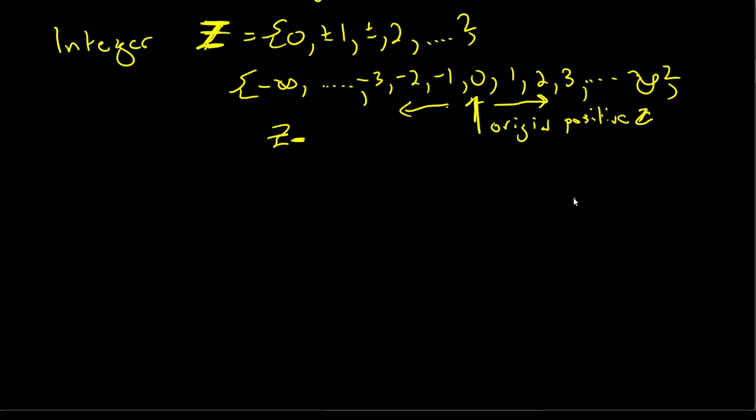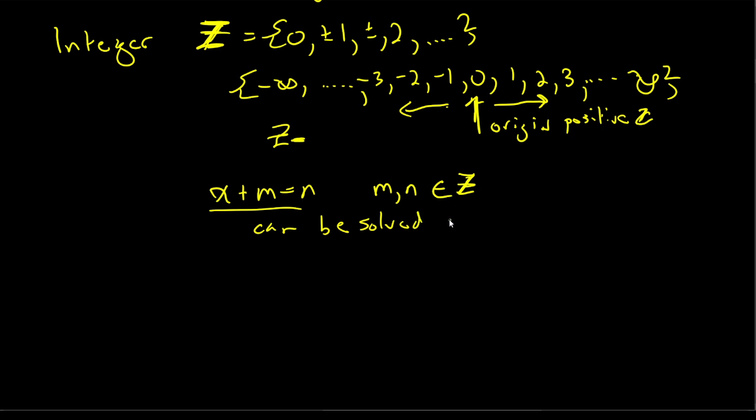And so this lets us solve this. x plus m equals n, where m and n are integers. Well, this can be solved completely within integers. And we'll talk about what makes a set complete under certain operations. But now we can do addition, and we never have to leave the set of integers. And that was an extremely useful tool.